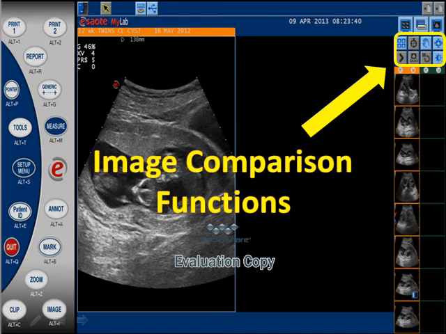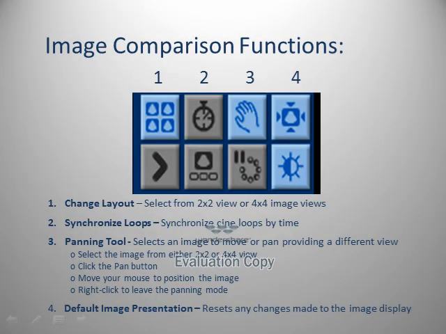In Image Compare, there are some individual functions. These functions allow you to change layout, synchronize any cine loops, pan the image and reset any changes made to the image display.